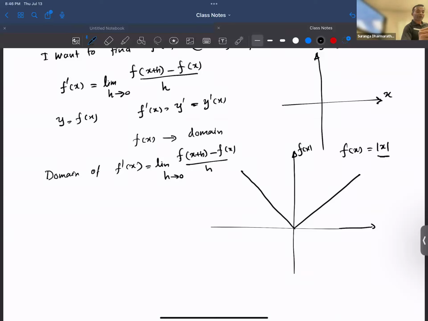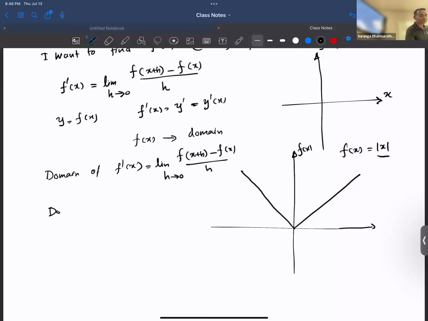Now for this function, we found a place where this limit does not exist. What is that point? We did it earlier. Where does the limit not exist? What point? x equals 0, right? So the domain of f prime x should not include x equals 0.